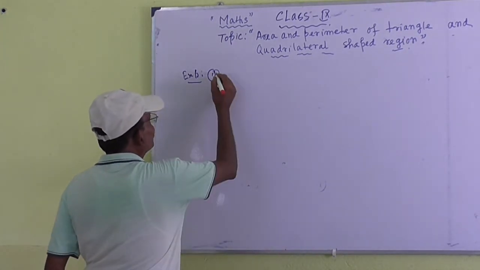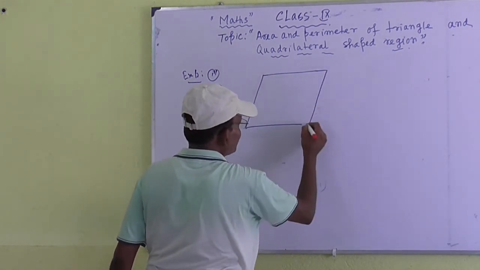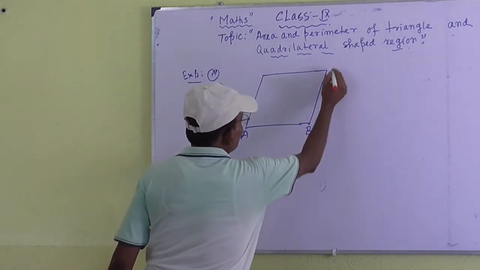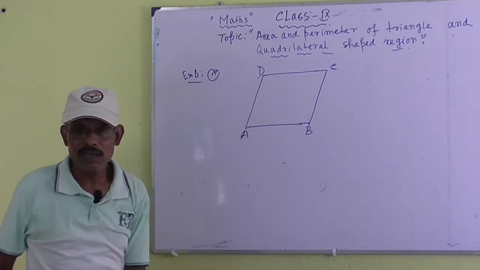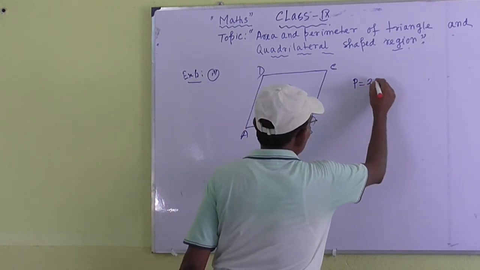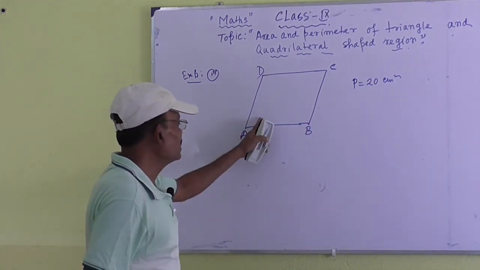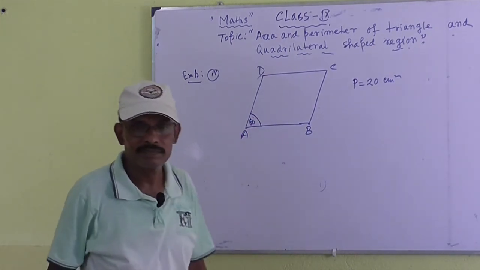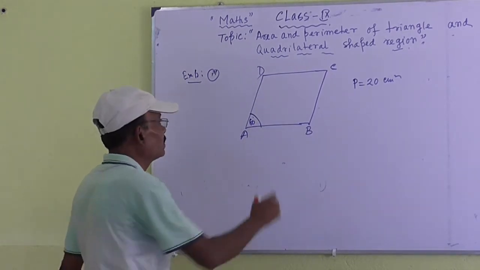Example number 3. This is a rhombus whose 4 sides are equal. Here it is given that the perimeter of the rhombus is 20 units. Clear? And here given angle A equal to 60. So, you have to find the length of BD, that means the diagonal.